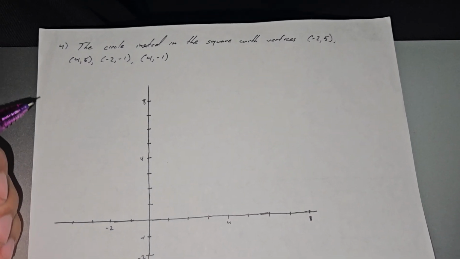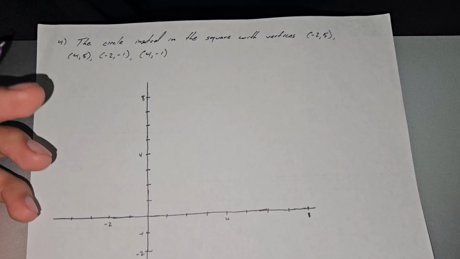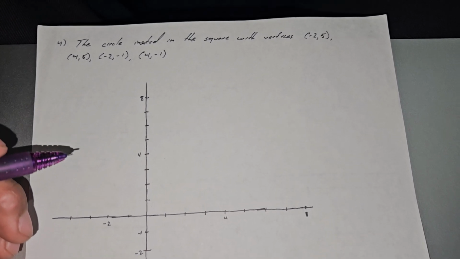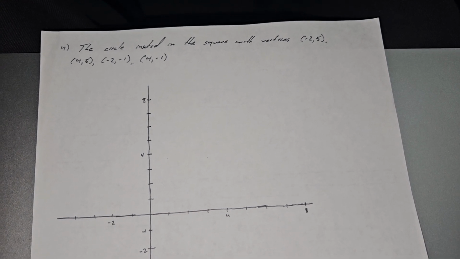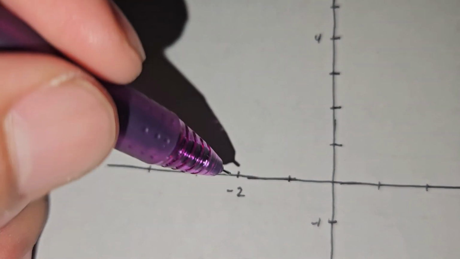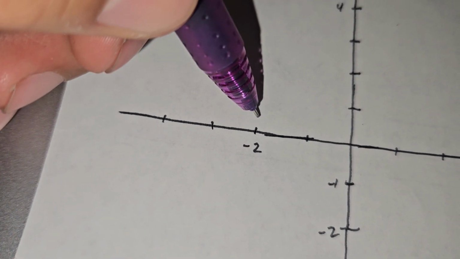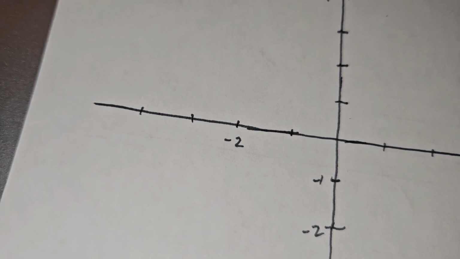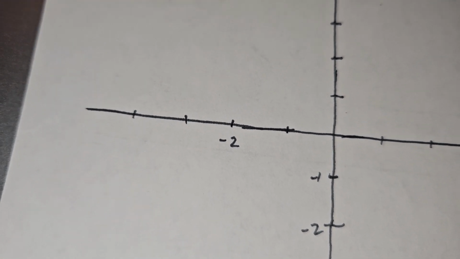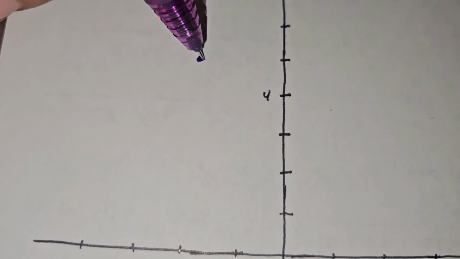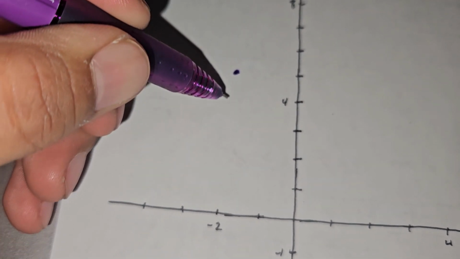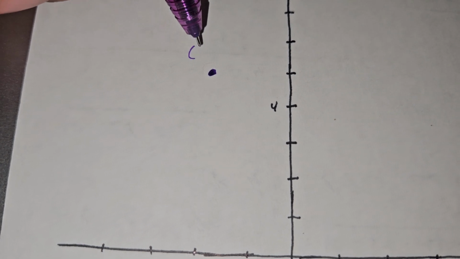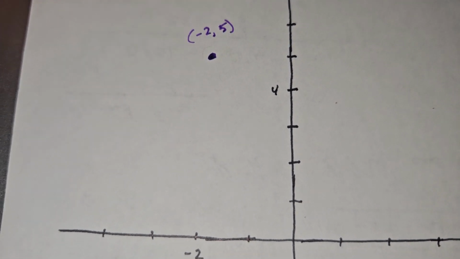So let's go ahead and plot the first one: -2 and 5. Let's find -2 and 5. This is -2, right? Let's go up to 5. I wish I had graph paper, but I don't. So -2 to 5. Let's label that -2 and 5.